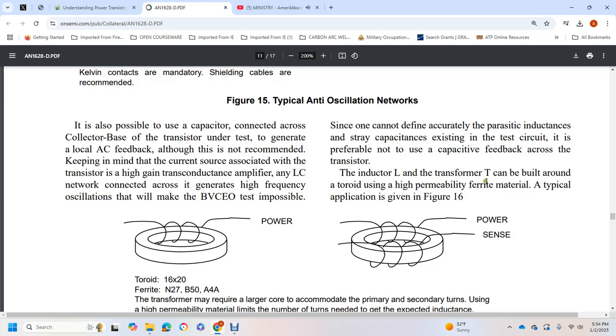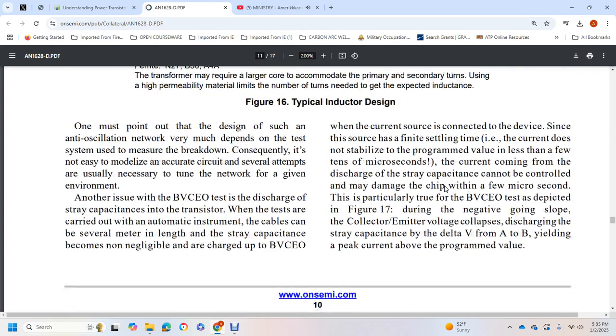toroid with high permeability ferrite material, a typical application given in figure 16. One must point out that the design of such an anti-oscillation network varies depending on the test system breakdown and the system measured breakdown. Consequently, it is not easy to model an accurate circuit, and several attempts are usually necessary to tune the network to the environment. Another issue of the BVCEO test is the discharge and storage capacity of the transistor.